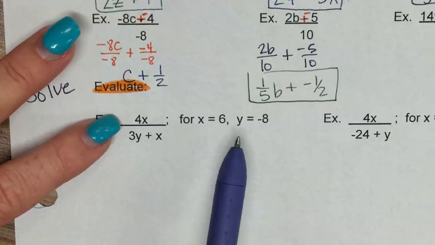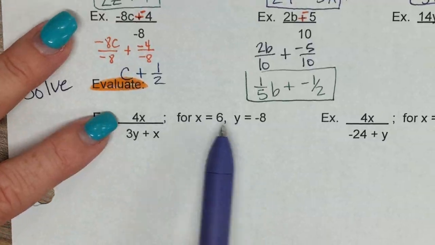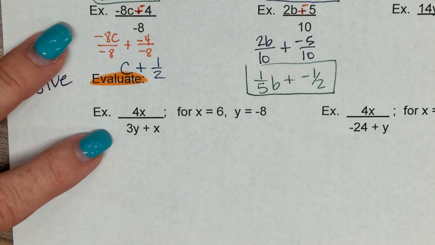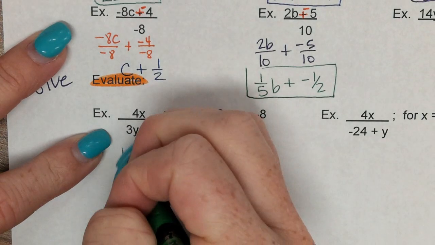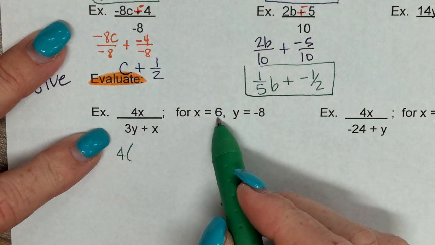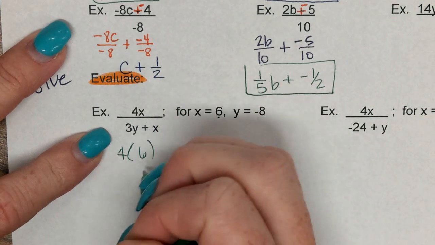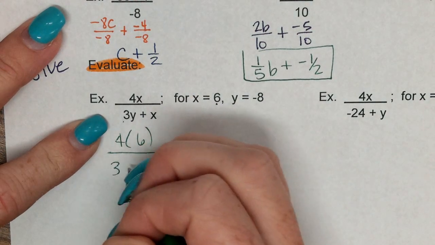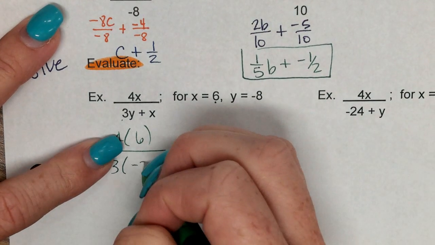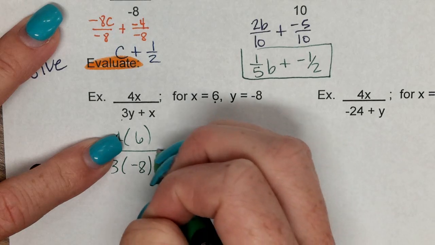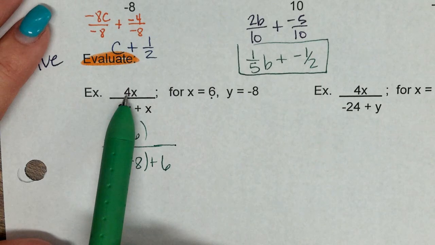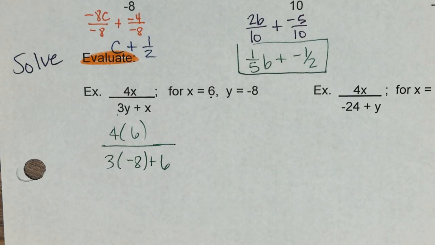So this first one says when x is 6 and y is negative 8. So I'm going to do 4 times x, which is 6, over 3 times y. Well, 3 times, what's y? Negative 8, plus x. What is x? 6. Make sure you're making your fraction long enough to see what actually goes on top and what goes on bottom.